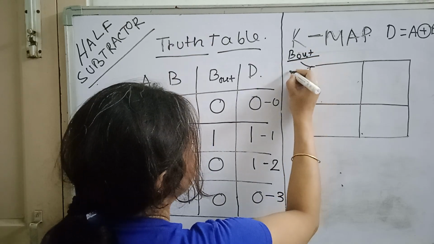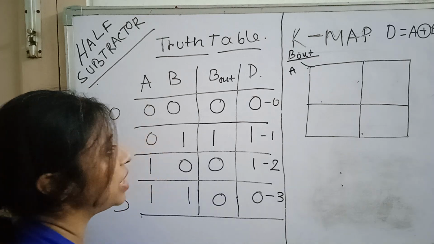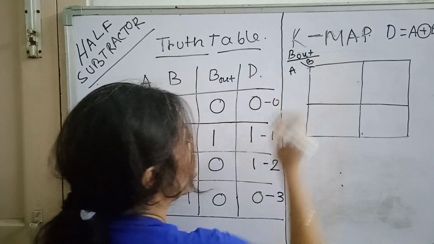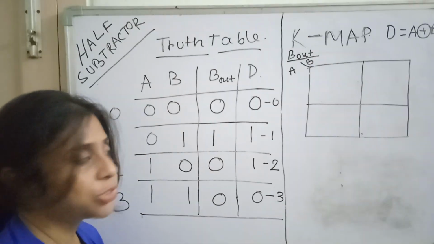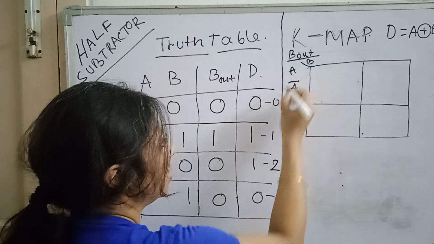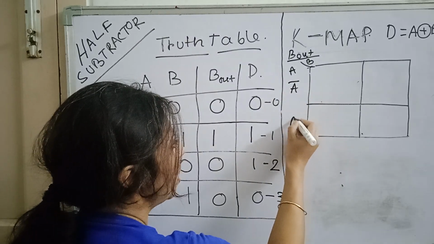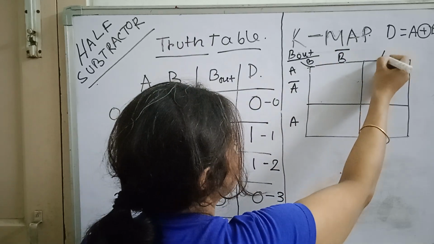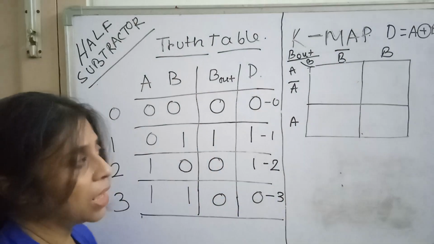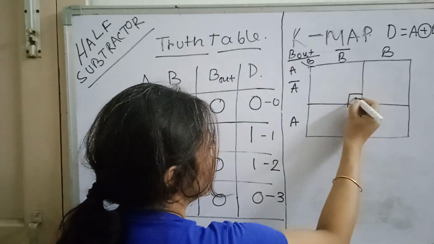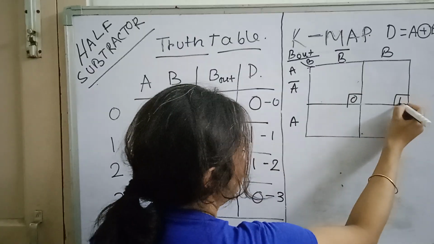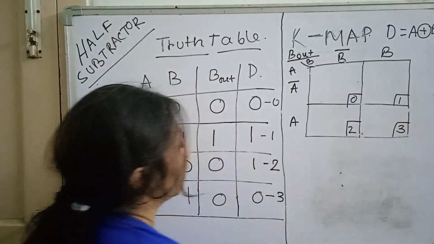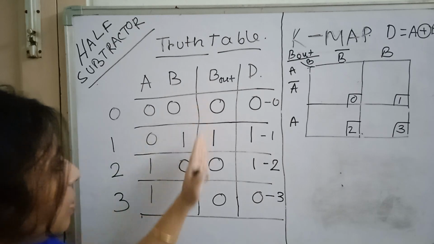Now again we will put variable A, that is the MSB variable, in rows and variable B in columns. So what will be the first row? That will be A bar, and the second row will be A. The first column is B bar, the second column is B. And what will be the box numbers? 0, 1, 2, 3.